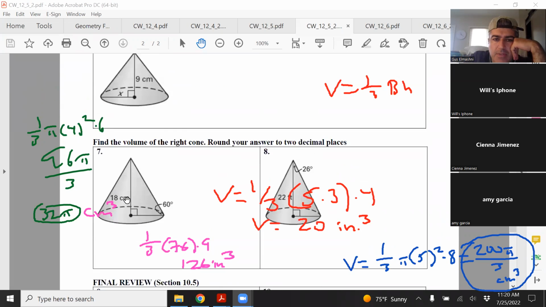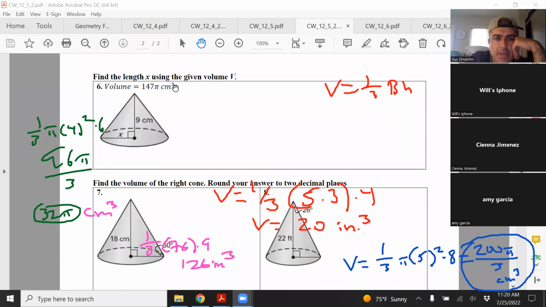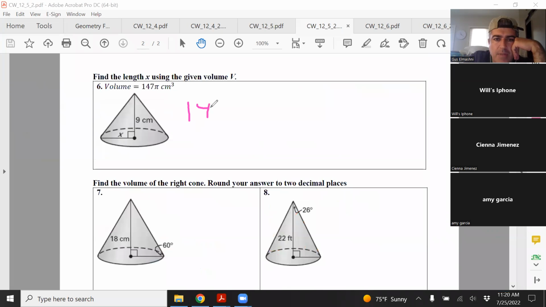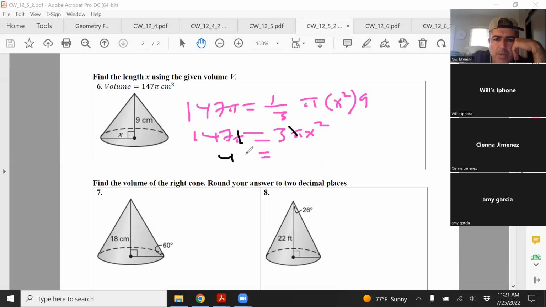Number 6 and 8, just to finish off all the evens. 147 pi equals 1/3 pi x squared times 9. Pi's cancel. 49 equals x squared. X is 7.